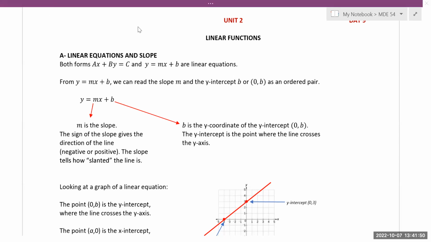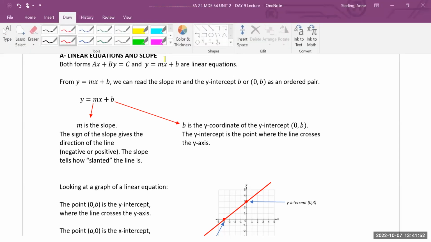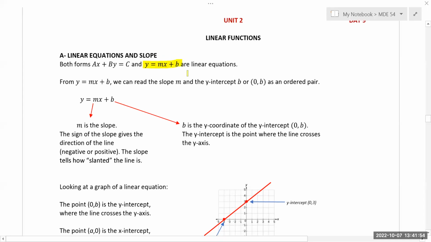The one that's very common, and we're probably going to be using the most, is y equals mx plus b. It's a lot easier to read. You can quickly get your y, you can quickly get your intercept off it, you can get your slope. You've got everything you need.